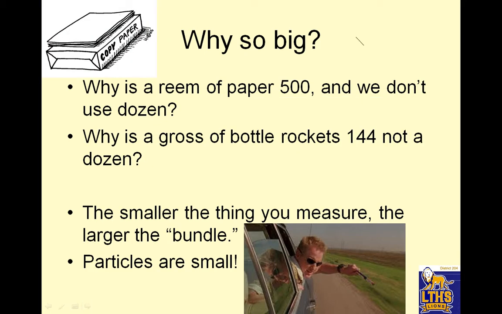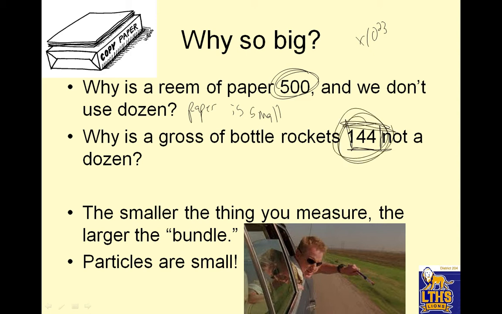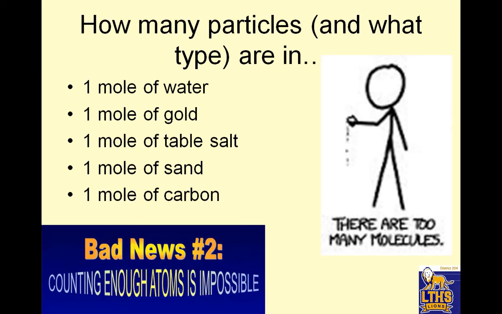So why is the number times 10 to the 23rd so big? Why is a ream of paper 500 and we don't use a dozen, right? I don't want to get a dozen sheets of paper when I buy it from Office Max. I want to get a ream of paper, which is 500. Why? Because paper is small, or we use a lot of it. Why is a gross of bottle rockets 144, welcome to my Indiana life, and not a dozen? Because no one wants to shoot 12 bottle rockets. If you get bottle rockets, you want to shoot tons of them, and they're small. The smaller the thing you measure, the larger the bundle. Particles are small, small, small. So why is this number so big? Because particles are so small. Good job writing that down.